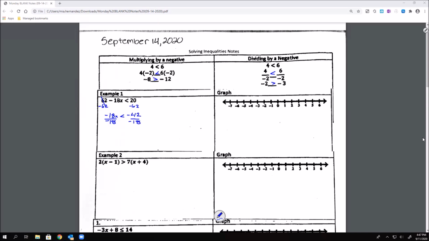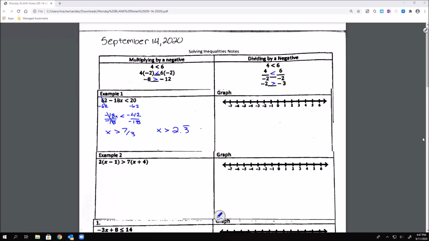On my left-hand side, my negative 18s divide out. I'm just left with x. I did divide by a negative, so I flipped my sign. It's no longer less than, it's now greater than. And then I just have to simplify. So my negative divided by a negative is going to give me a positive answer. And this is going to be a positive 7/3. So you can also plug this into your calculator and get a decimal. In decimal form, this will be written as x is greater than 2.3, repeating.